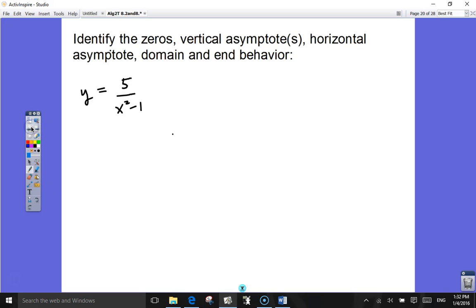I'm going to go through a few problems like this, which are going to be like your homework problems too. On the homework problems, even though they're not what the book tells you to do, you're going to use their problems and do exactly what we're doing right here. So we're going to go through this list: zeros, vertical asymptotes, horizontal asymptote, domain, and then end behavior.